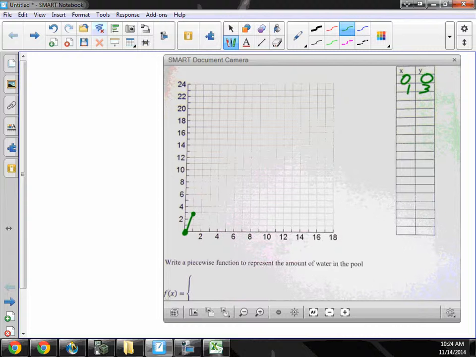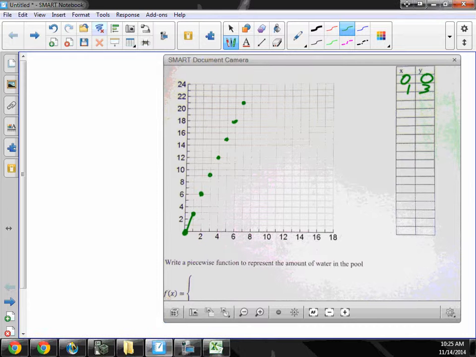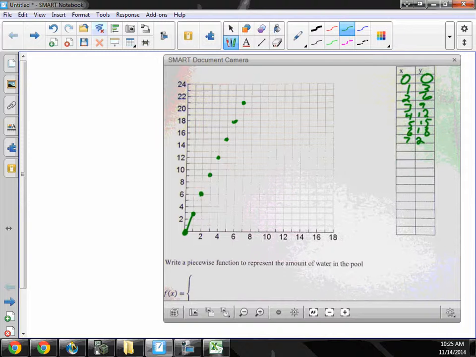At 2 minutes, how much water will there be? So it's going to be (2, 6), (3, 9), (4, 12), (5, 15), (6, 18), (7, 21). So (2, 6), (3, 9), (4, 12), (5, 15), (6, 18), (7, 21). After 7 minutes, is the pool still filling up? Yes, for another minute.